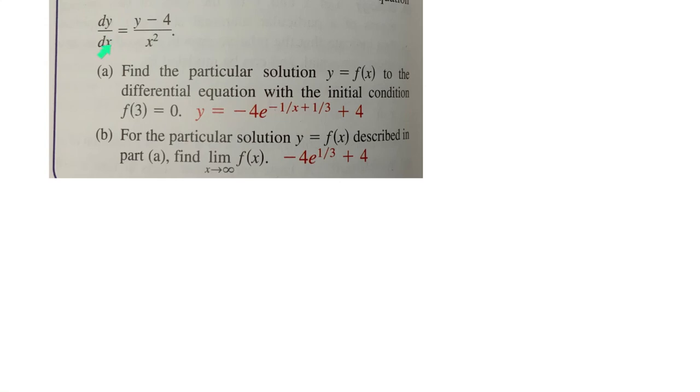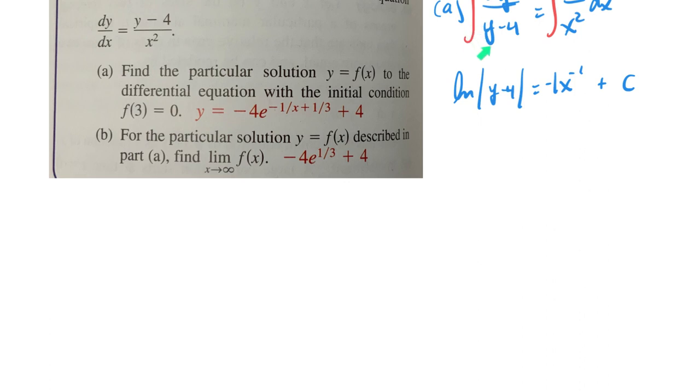First, let's do the separation of variables. So now we have dy over y minus 4 equals 1 over x squared dx. All right, now we can do the antiderivative of both sides. So we get the natural log of the absolute value of y minus 4 plus some constant equals, and this is just the antiderivative of x to the negative 2.